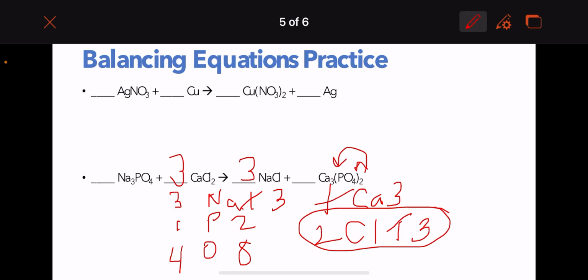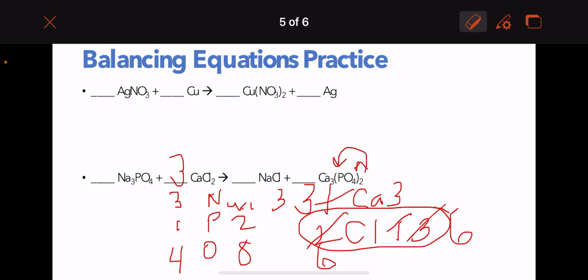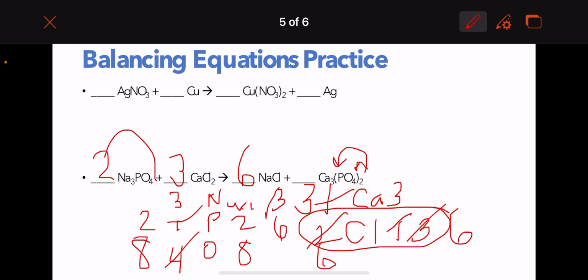So now I've got 3 calciums. I've got 6 chlorines. I'm going to come back over here, and I'm going to change this all the way up to 6. So let's do this. Okay, so now I've got 6 sodiums, 6 chlorines. So over here, I'm going to put a 2. That gives me 6 sodiums. That gives me 2 phosphoruses. That gives me 8 oxygens, right?